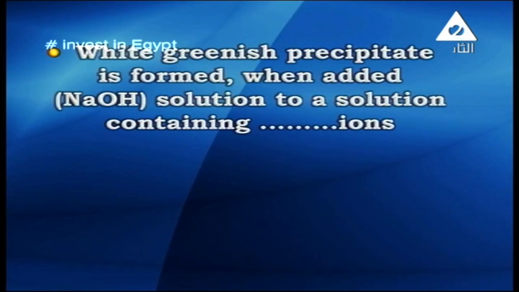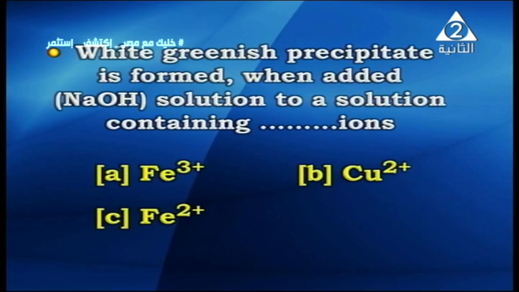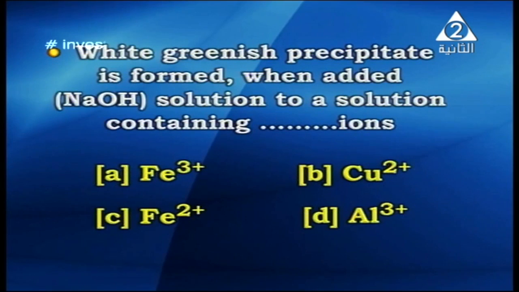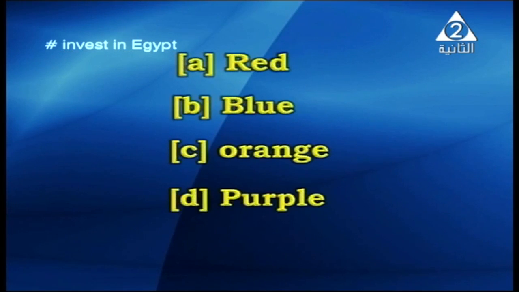Next point, a white greenish precipitate is formed when adding sodium hydroxide solution to a solution containing what ions? Iron 3 ions, or copper ions, or iron 2 ions, or aluminum ions. If you think about it, yes, it will be iron 2 ions. Next point, when adding 10 milliliter of 1 molar hydrochloric acid to 10 milliliter of 1 molar calcium hydroxide, then adding litmus solution, the color of the solution becomes red, blue, orange, purple. Yes, the answer will be blue.